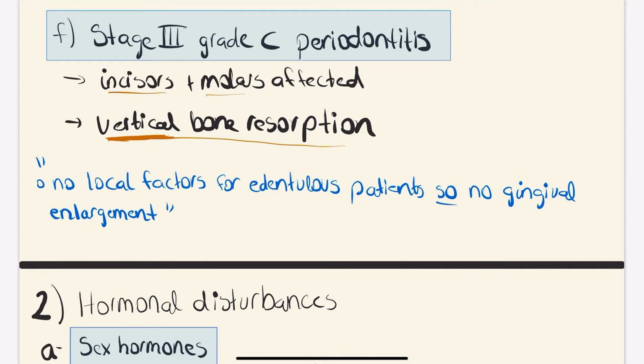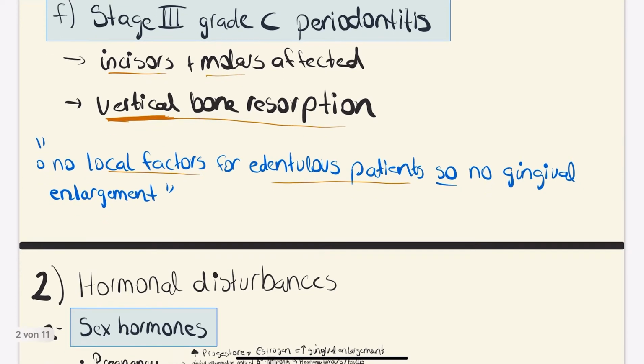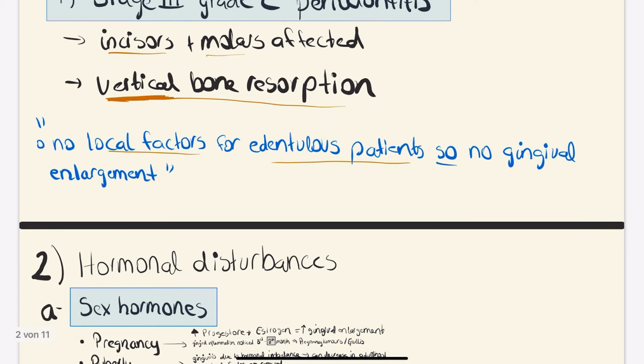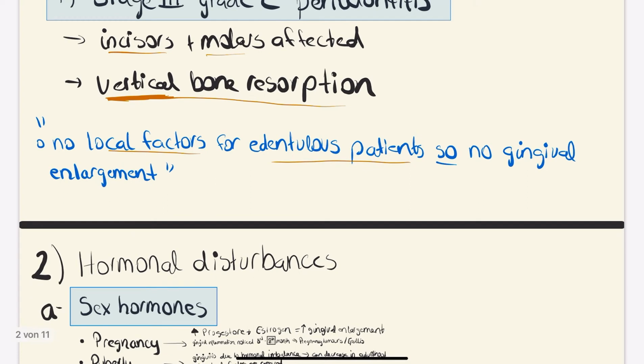An important point to know is we have no local factors for edentulous patients. So you never see gingival enlargement in edentulous patients, due to not having any local factors.